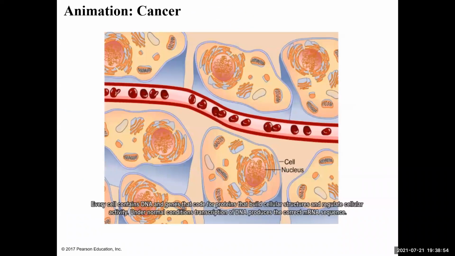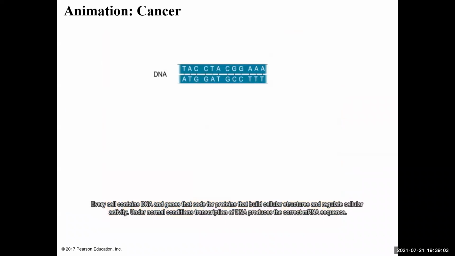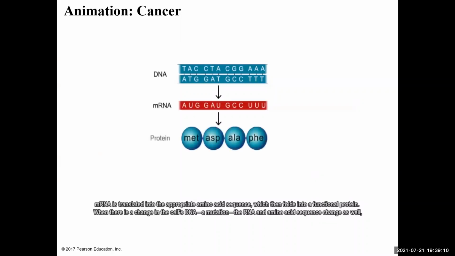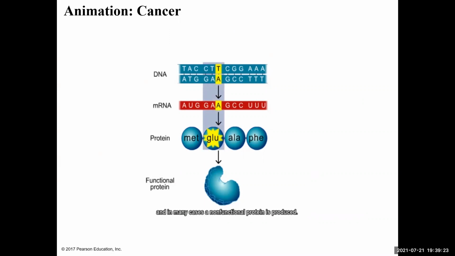Every cell contains DNA and genes that code for proteins that build cellular structures and regulate cellular activity. Under normal conditions, transcription of DNA produces the correct mRNA sequence. mRNA is translated into the appropriate amino acid sequence, which then folds into a functional protein. When there is a change in the cell's DNA, a mutation, the RNA and amino acid sequence change as well, and in many cases, a non-functional protein is produced.